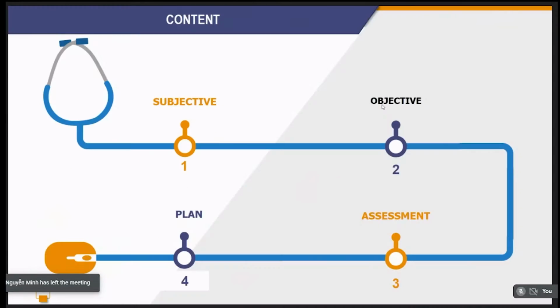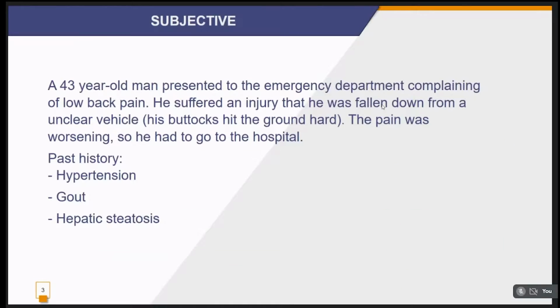First we have to operate in the SOAP shape, including subjective, objective, assessment, and plan. So if we go to the subjective, a 43-year-old man presented to the emergency department complaining of low back pain. He suffered an injury when he fell down from a vehicle. His buttocks hit the ground hard, and the pain was worsening, so he had to go to the hospital.